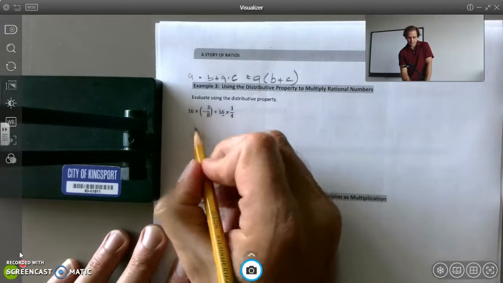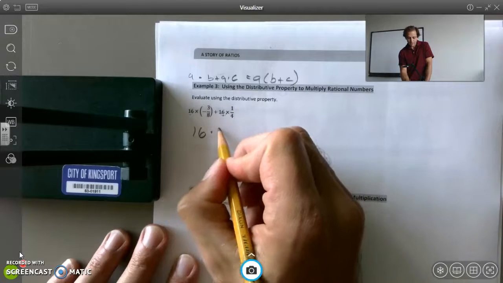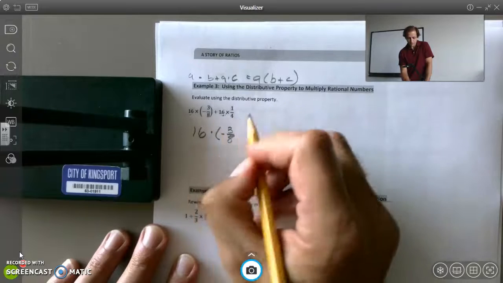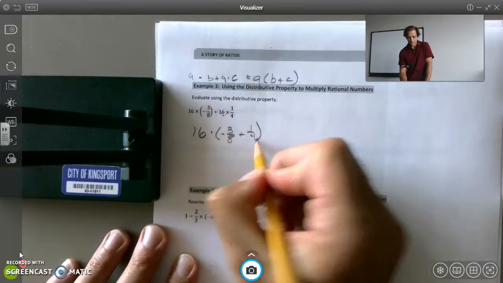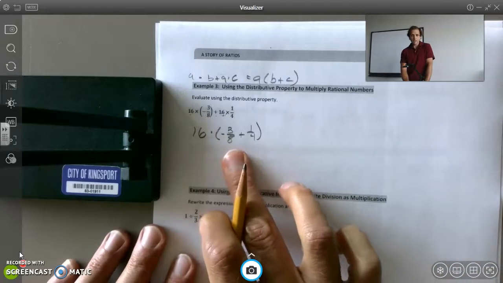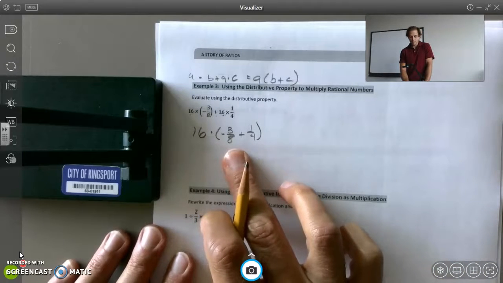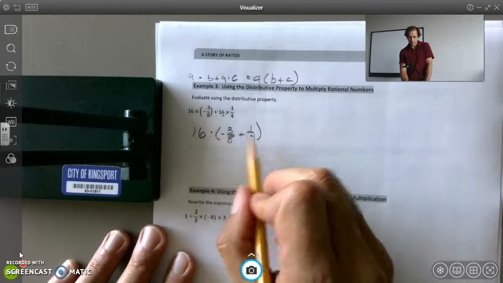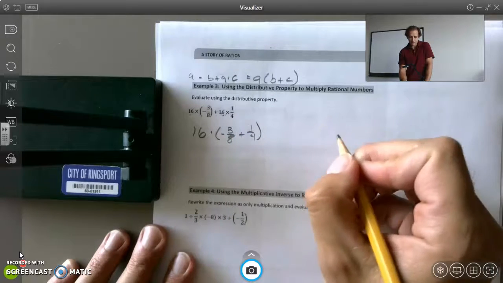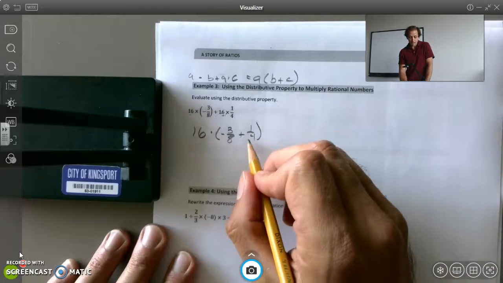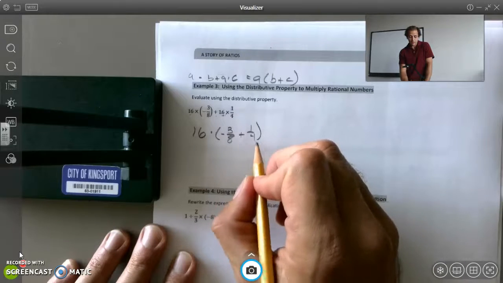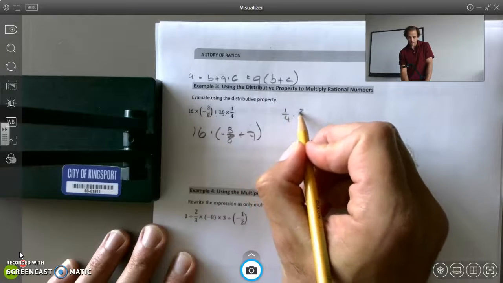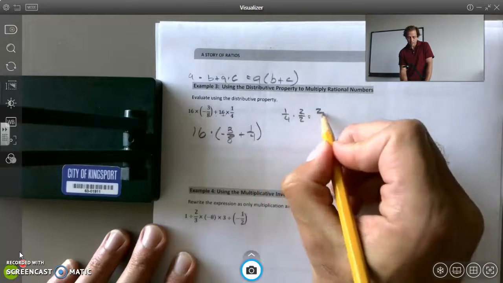So I would rewrite this as 16 times negative 3/8, and because this is addition, it would be plus 1/4. Now I can work with these fractions independently before I do my multiplication. Keeps everything a little more simple. So here I'm going to have negative 3/8 plus 1/4. I would try to find a common denominator so that I can add them together, which would obviously be 8. So I would take 1/4, multiply by 2 over 2, and I would get 2/8.